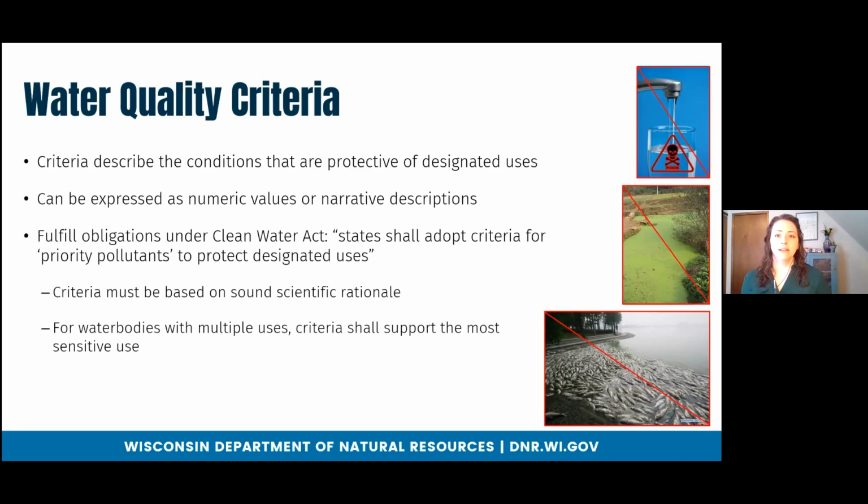And again, water quality criteria help us fulfill our obligations under the Clean Water Act, which says states shall adopt criteria for priority pollutants to protect designated uses. They also say, and we also follow, that water quality criteria must be based on sound scientific rationale. And for water bodies with multiple uses, which, as I mentioned before, most water bodies in the state have, criteria will be derived to support the most sensitive use.